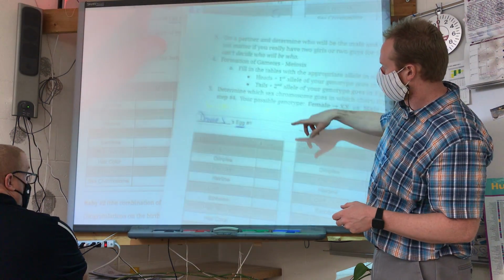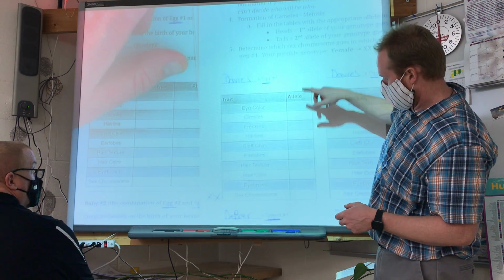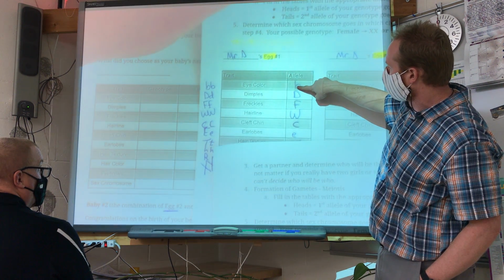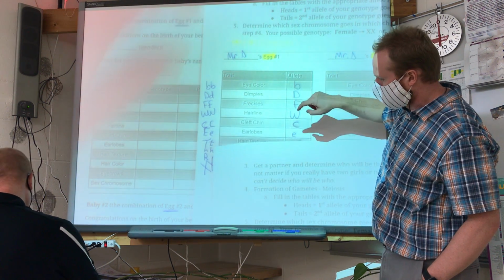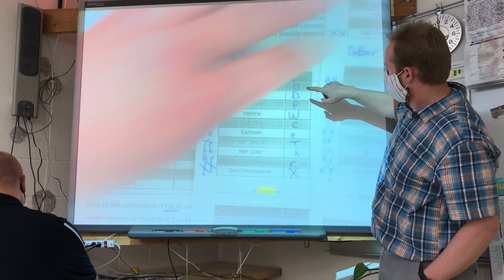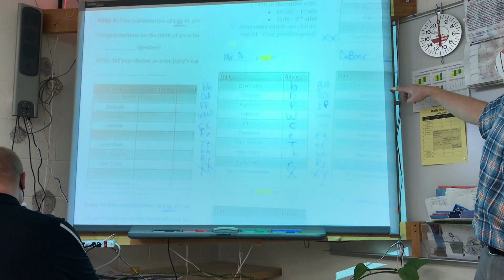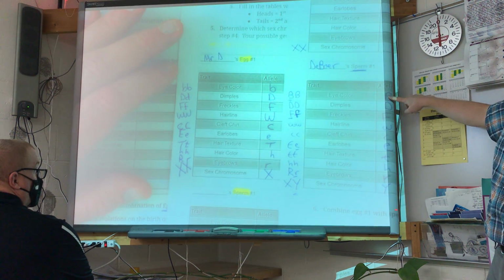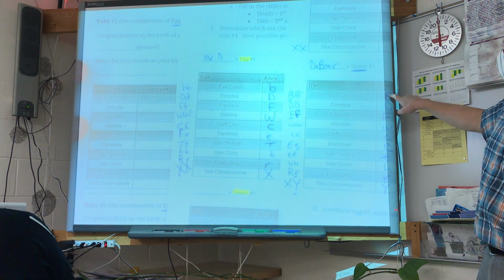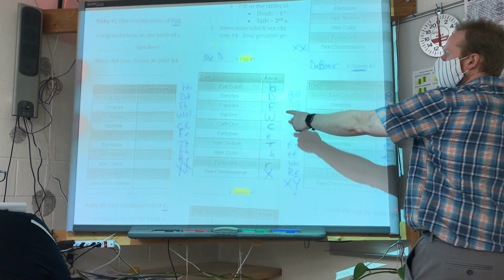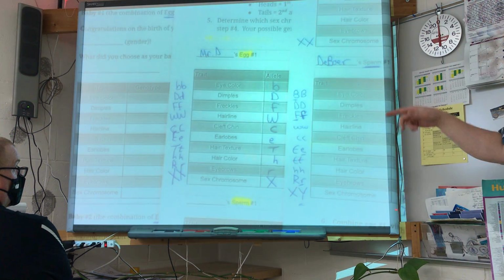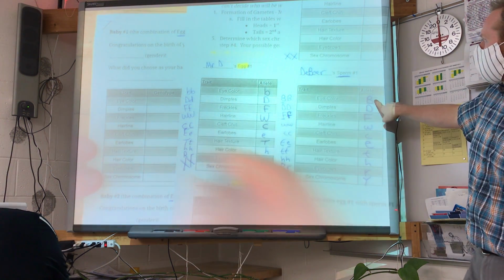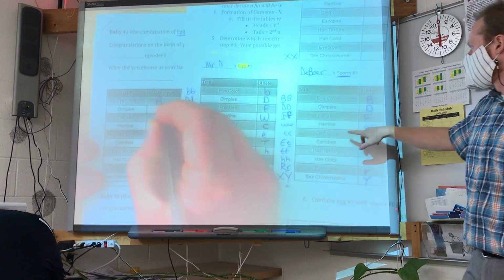So for example, the egg cell has a lowercase b, and the sperm cell has a big B, okay? So on page three, we're going to combine these. Now, if there's a capital letter, which one goes first? Capital letter. Okay, so the eye color of our beautiful baby number one is going to be a big B, a little b.